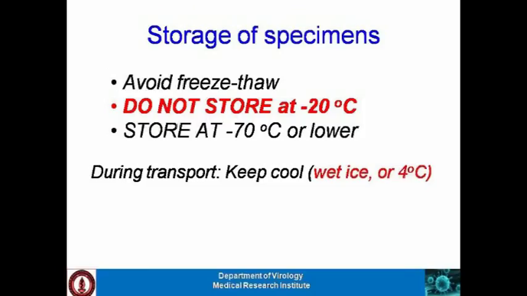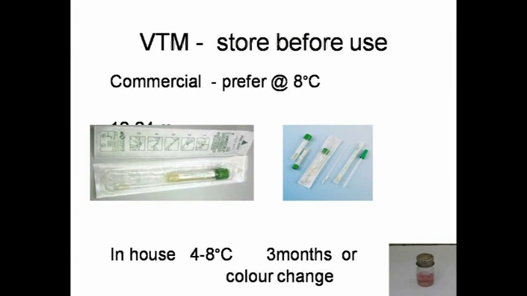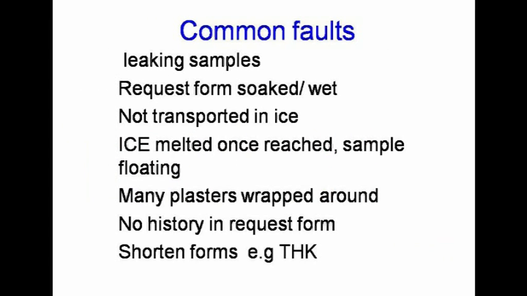So if there's a delay, we need to store at minus 70, and during transport we need to keep it cool. This is the viral transport medium, a commercial medium, again bought through CDC funds and also by local purchase. Previously we had this bottle where we needed to keep it at 4 to 8 degrees. Here of course we can keep it at room temperature, but we always encourage refrigeration before use, because the room temperature in certain areas sometimes goes to 30 to 32.